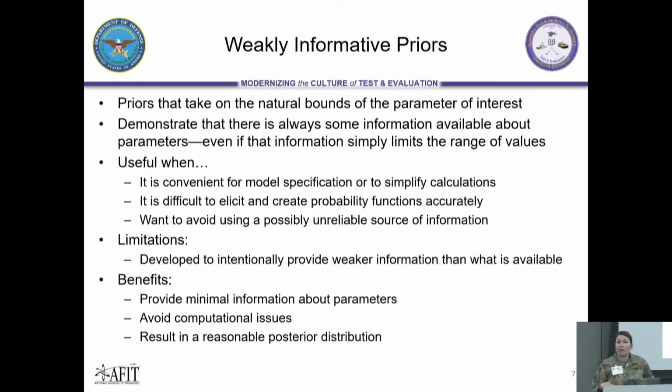So instead, we can create weakly informative priors that say these are the bounds that our model parameters can take on. They're going to be useful when it may be complicated to get really good informative priors, and they're going to be useful for creating and eliciting functions appropriately.